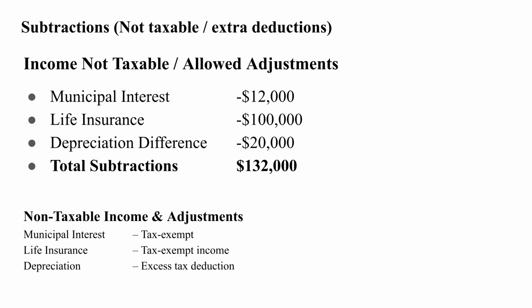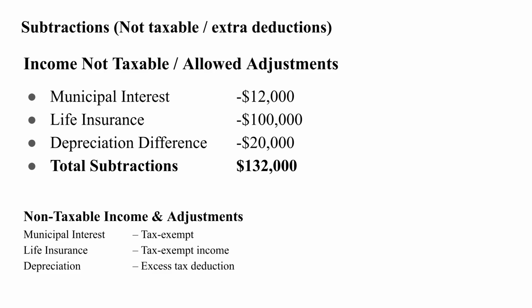Now let's look at subtractions. These are items included in book income but not taxable, or additional deductions allowed for tax. For example, municipal bond interest is tax exempt. Life insurance proceeds are also generally not taxable. So we subtract these from book income.